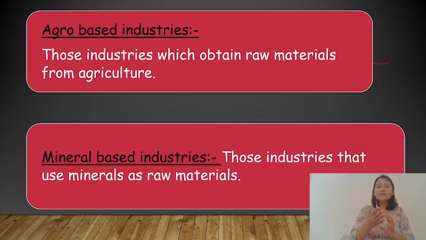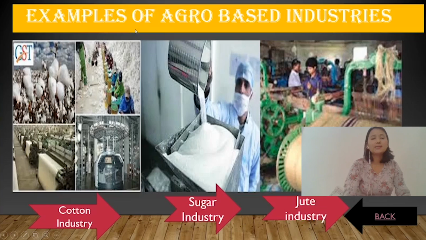Or these are the industries which use raw material from agriculture. So examples of agro-based industries are the cotton industry, sugar industry, and jute industry. These are the industries which obtain raw material from agriculture.